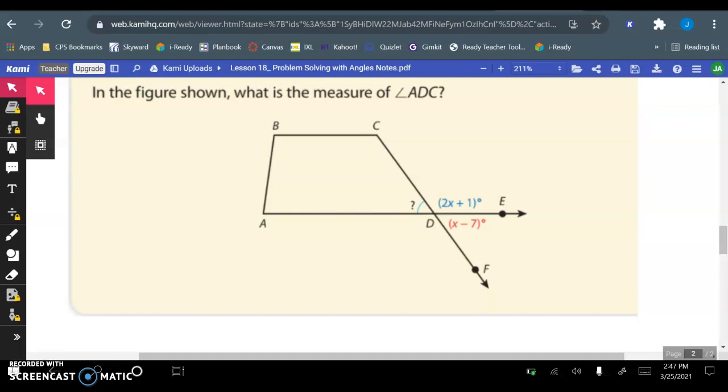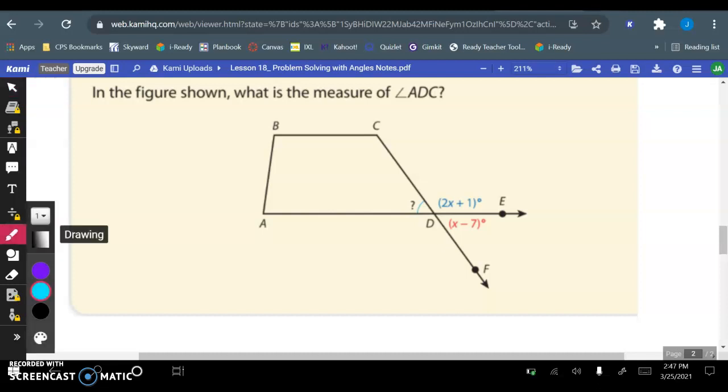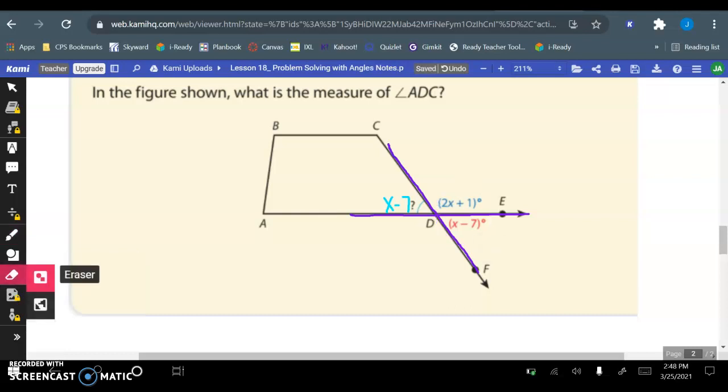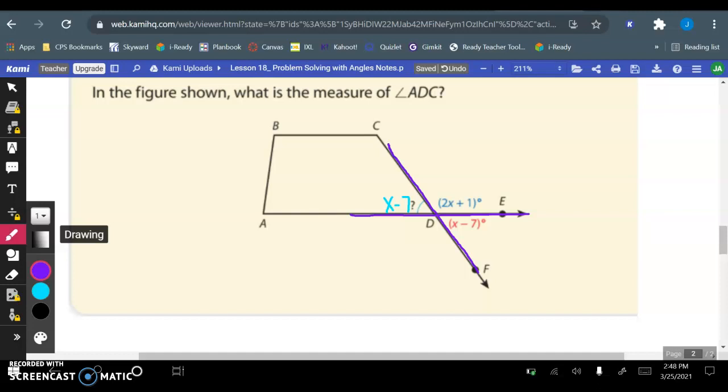All right, in this figure shown, what is the measure of angle ADC? It's shown there with the little blue angle mark and then a question mark. The first thing I notice is that it's a vertical angle with that x minus 7. So I know this is x minus 7 because vertical angles are the same. Then the second thing I notice is that these two angles together make a straight line. They are also making this straight line. These two angles are making that straight line. I could have jumped right to that, but for some reason I noticed the vertical angles first.